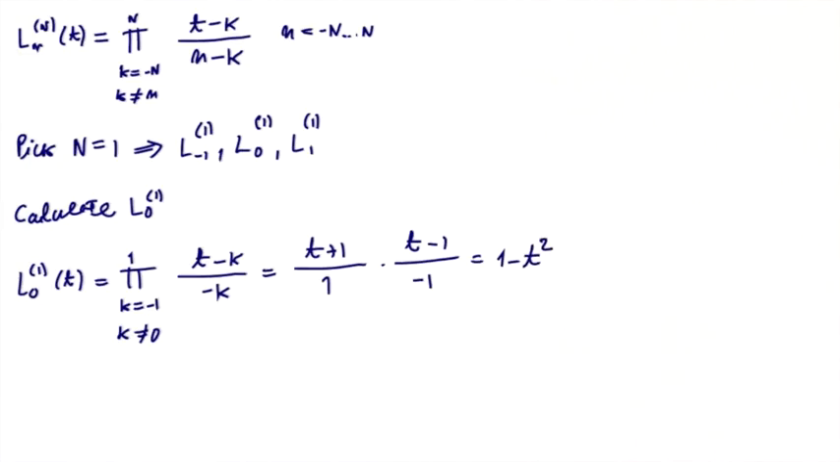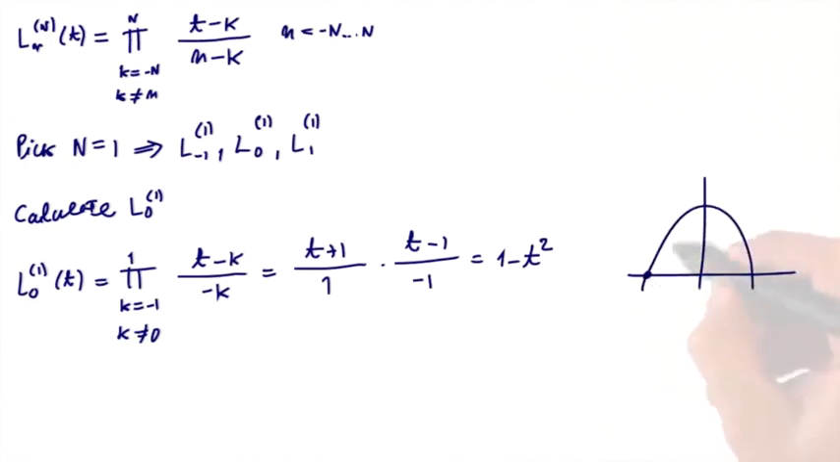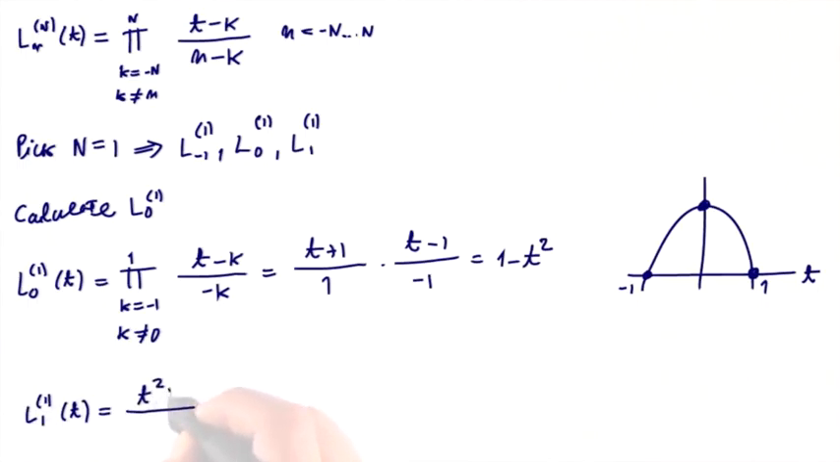We can plot this, and sure enough, it's a parabola, and it is equal to 1 at the origin, and equal to 0 at minus 1, and also 0 at plus 1. For completeness, you can calculate L1 of 1, it's (t squared plus t) over 2, and L minus 1 of 1, which is equal to (t squared minus t) over 2.